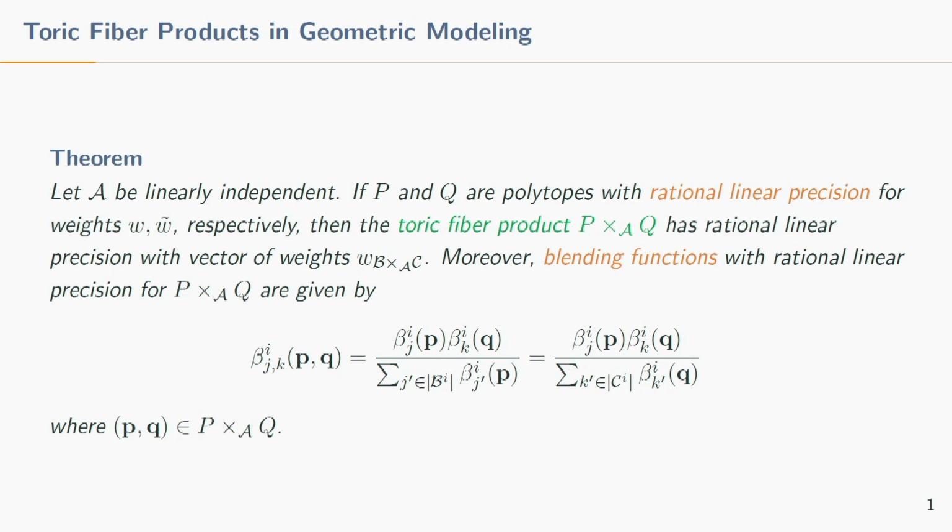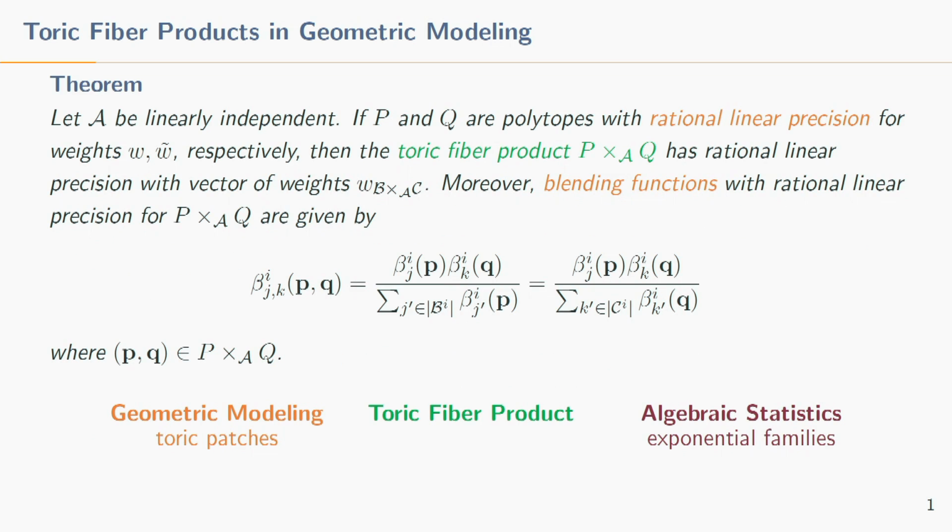And what's very nice about this is that it connects geometric modeling, which is where these blending functions come from, and this property of rational linear precision, to algebraic statistics, because the toric fiber product was previously only known as a construction used in algebraic statistics, namely for exponential families, or as we already learned, toric varieties. And now we introduce the toric fiber product in the geometric modeling context. And in particular, we will see a nice kind of correspondence between toric patches and exponential families.